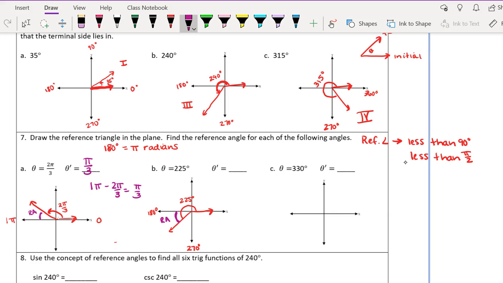Okay, so I will subtract the 225 minus the 180, and I get a 45-degree angle as my reference angle.